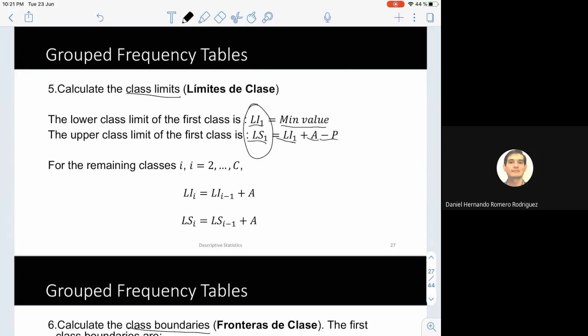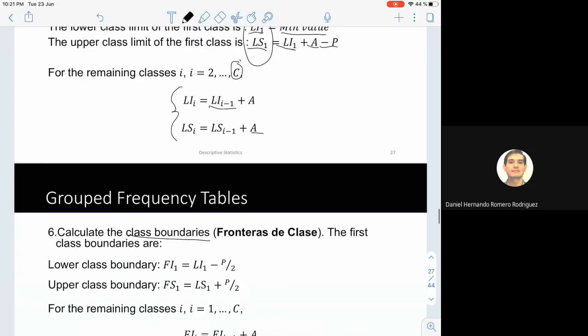Then the upper limit of the first class is going to be the lower limit plus the amplitude minus the precision. And then for the remaining classes, from the second row up to the last one, remember that there are C classes, we will use two equations, one for the lower limit and the other one for the upper limit. For the lower limit, it's going to be the lower limit of the previous class, that's i minus 1, plus the amplitude. Same idea with the upper limit, but in this case, it's the previous upper limit plus the amplitude. In that way, you will compute the lower and upper limits for all the classes in our table.